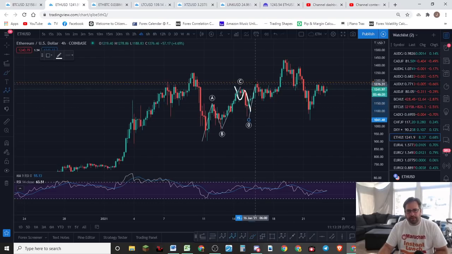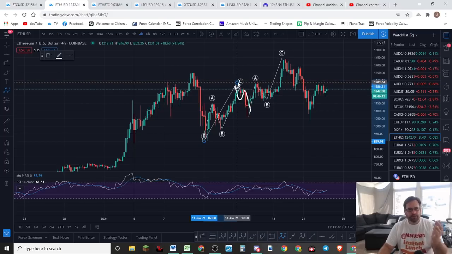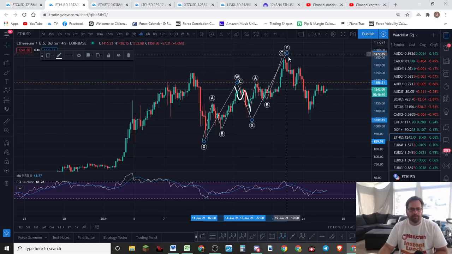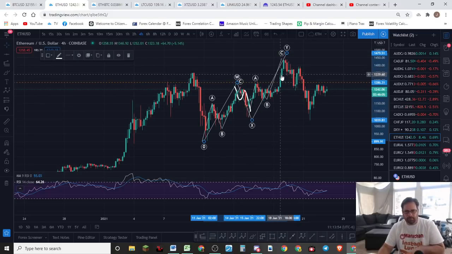We had another ABC. Okay, whenever you get a double ABC like that, that's called a double correction or a complex correction. That's what that overarching construction is, a WX and a Y. That's what we call a WXY. Okay, WXY is a 333 double correction. Okay, so that's the middle wave that we just got.